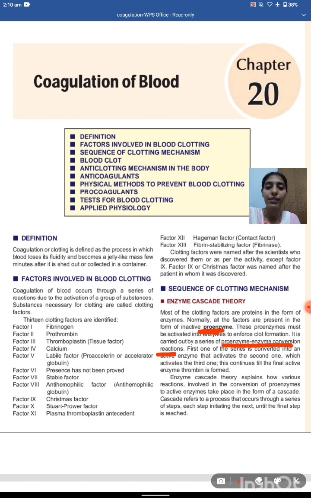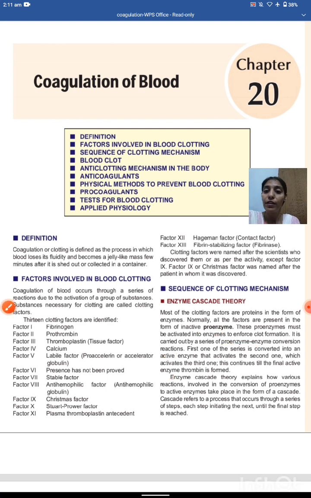Because of this cascade of reactions, at the end, clotting of blood occurs with the help of a tightly formed thread-like network of fibrin molecules. This enzyme cascade theory explains how the various reactions involved in the conversion of proenzyme to active enzyme take place in a cascade manner. Cascade refers to a series of steps. Each step initiates the next, until the final step of clot formation.